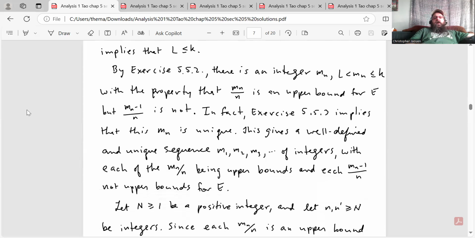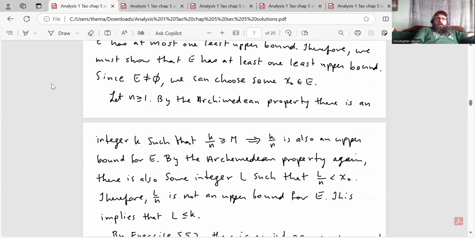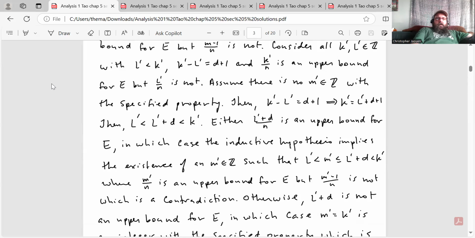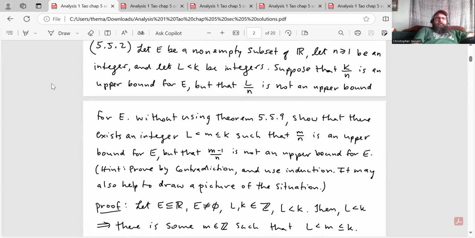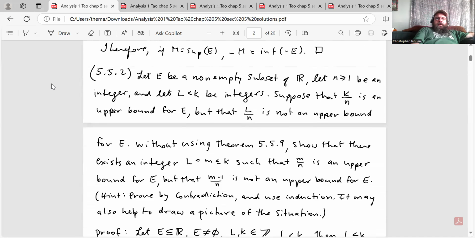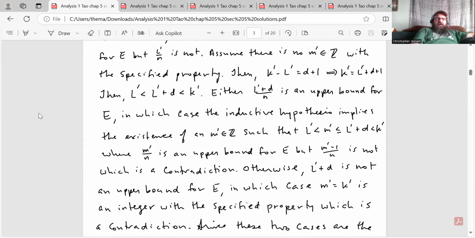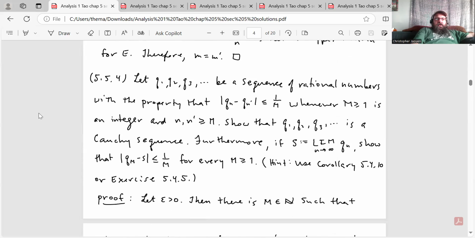All right, by exercise 5.5.2, let me just show you what that says. That's the one that we proved up above. All right, that's this one here. It's kind of long to read out, but hopefully you guys remember because we just did it, but this is what he's referring to by that exercise.